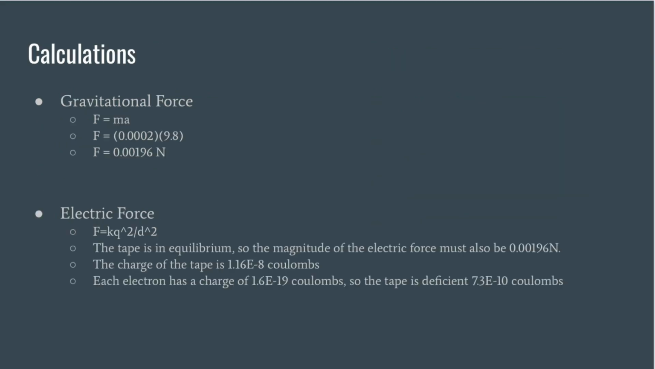Using the mass of the tape, I was able to calculate the gravitational force on the tape. Because the tape was in equilibrium when it was floating, we know that the magnitude of the electric force must be the same as the gravitational force. Using the electric force and the distance between the tapes, I was able to solve for Q, the charge. By knowing the charge of an electron and the charge of the tape, we can solve for how many electrons the tape is deficient for, which, there's a typo at the end, it should say electrons.